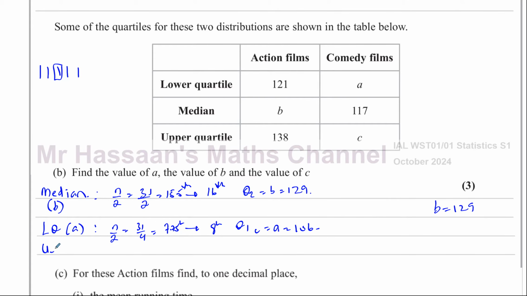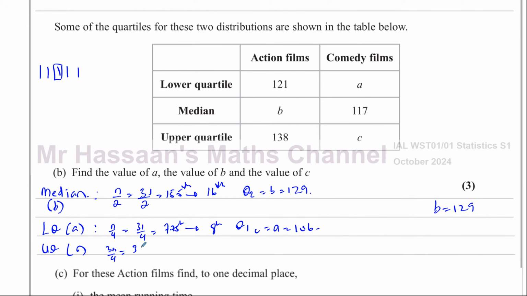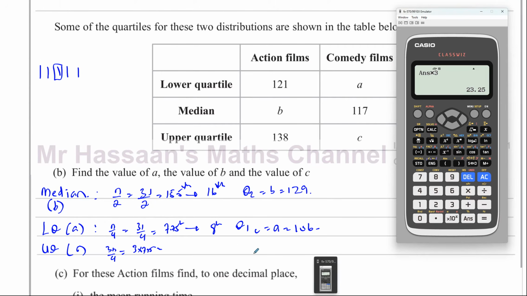And to find the upper quartile, which is C here, we take 3 times n over 4. This should say n over 4, by the way, not 2. Sorry about that. I did it correctly here. But 3n over 4, so we can take the 7.75 and multiply it by 3, because it's 3/4. 3 times 7.75 gives us 23.25.